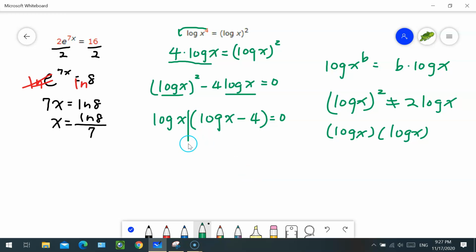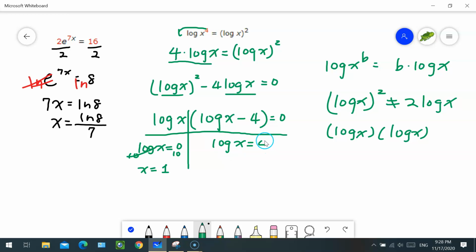Now from here, we can use the zero factor theorem to solve for x. So this part, that means log x equals 0. We raise up 10, the 10 cancels out with the log. So x equals 1. This factor here, we rewrite as log x equals 4. Same thing, I raise up 10. And 10 cancels out with the log. So x equals 10,000.